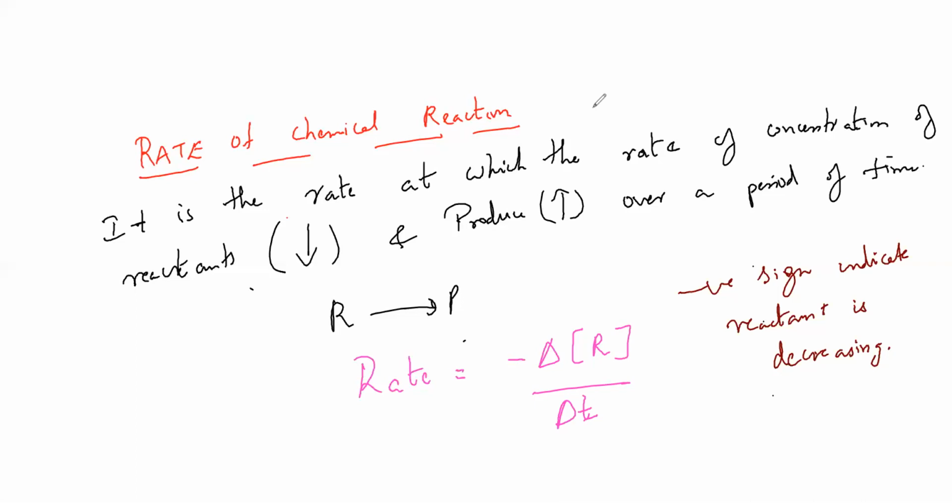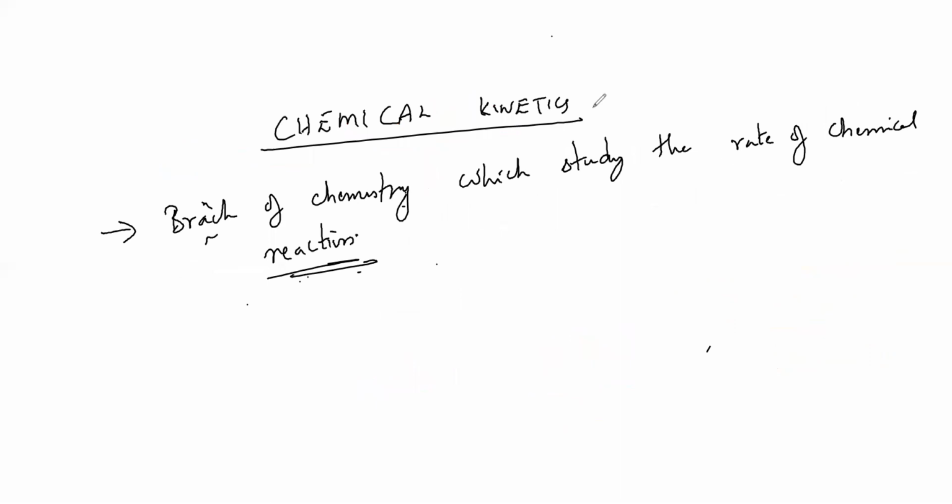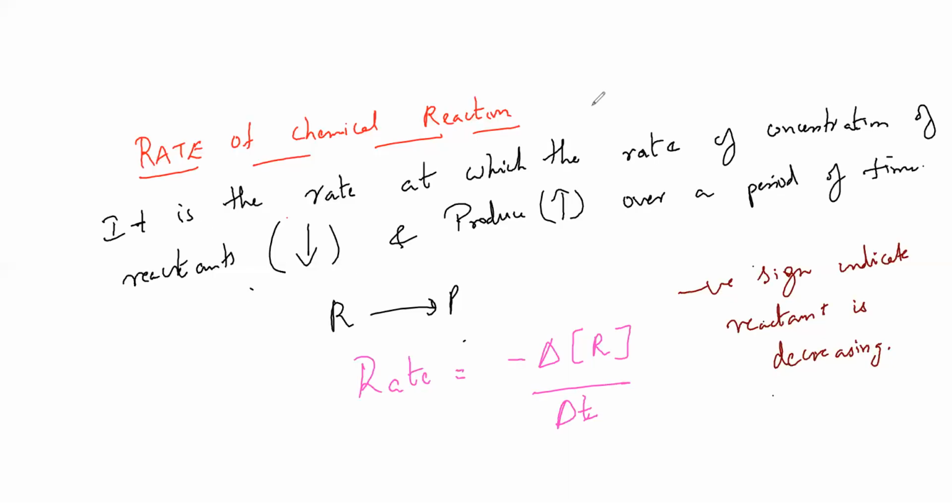Yeah, I'll go back to the previous page. No need to worry. Nothing bigger written there. Okay. The branch of chemistry which deals with the study of rate of chemical reactions is called chemical kinetics. No one is going to ask you this question, so leave it. But the rate of a chemical reaction, you should know this thing. Rate is equal to minus delta R by delta T.